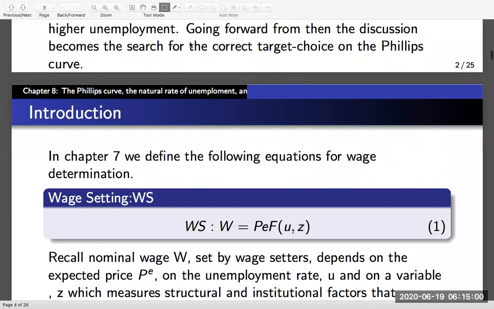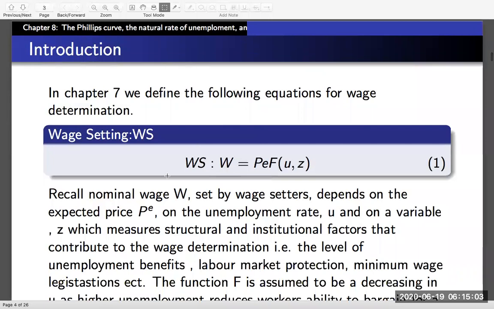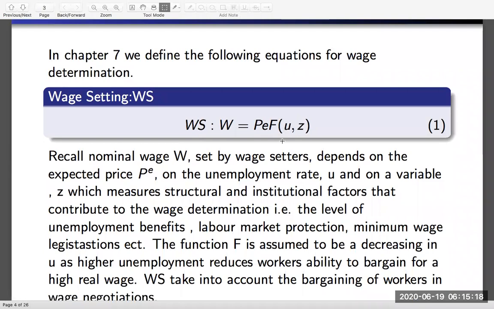Now in chapter 7, we saw the way workers formulate their wages, i.e. they use expected price, unemployment, and a catch-all variable. So that's how they formulated it there. You need to understand what goes into the catch-all variables. You say that your wage is a function of expected prices, unemployment, and catch-all variables, which could include minimum wages and unemployment insurance, things like that.